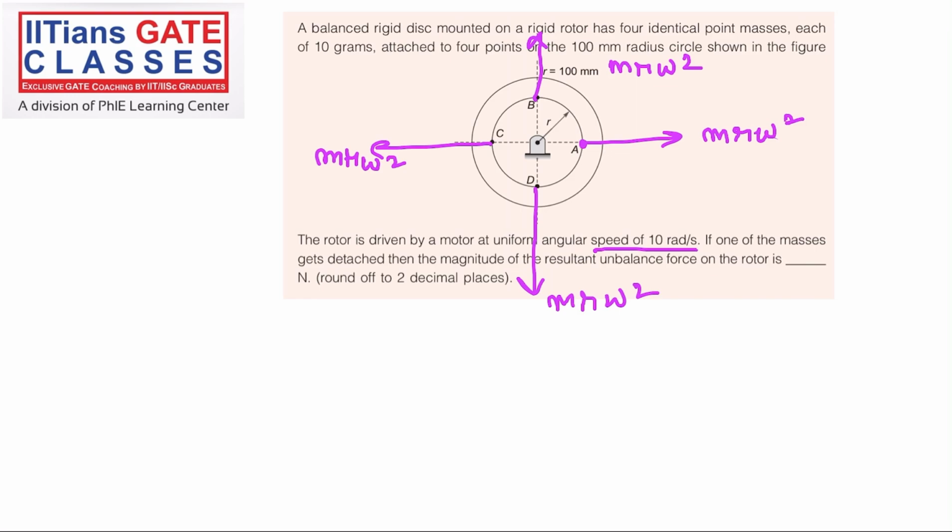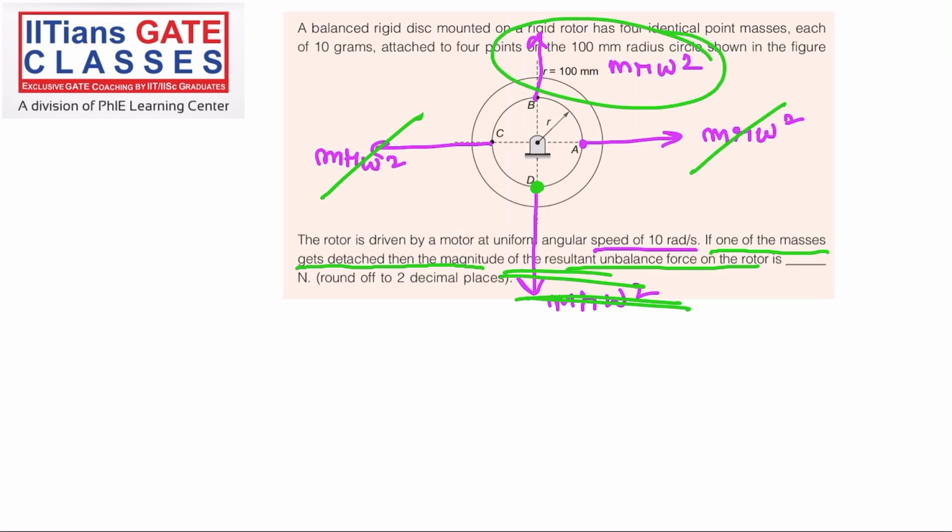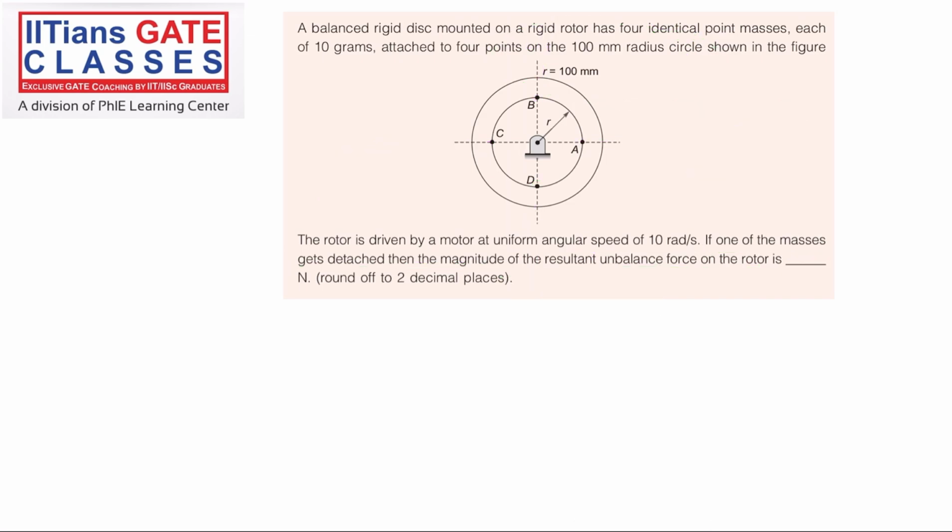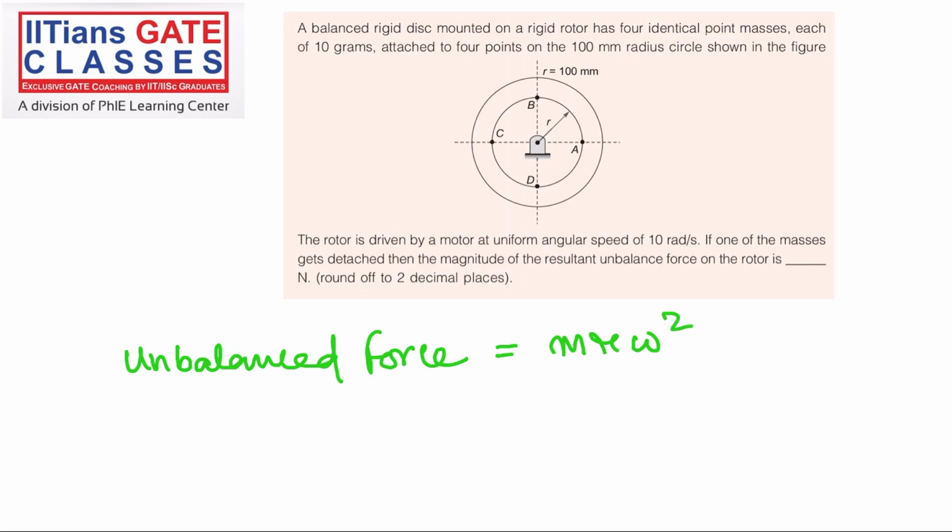Now the question says one of the masses gets detached, and asks for the resultant unbalanced force. Let me say this mass gets detached. What will happen? These 2 forces will still cancel out and this will be the only unbalanced force. So what will be the unbalanced force? Unbalanced force is equal to m r omega square.